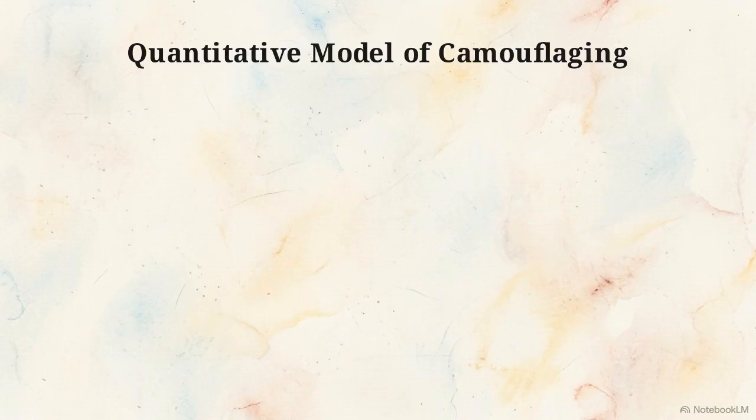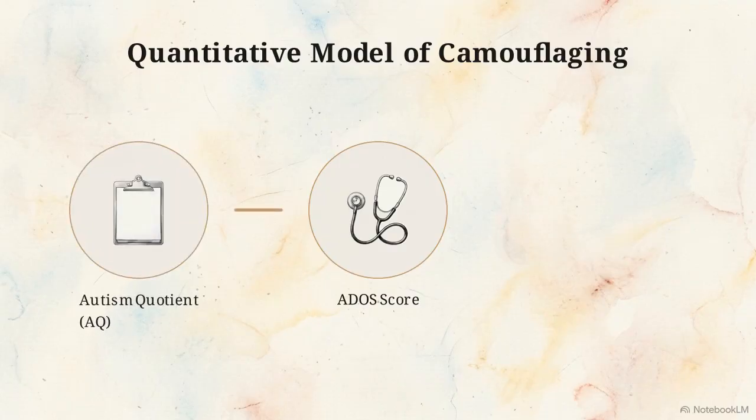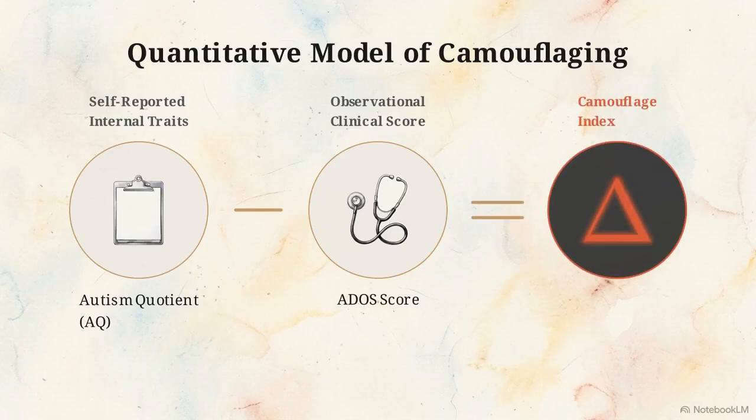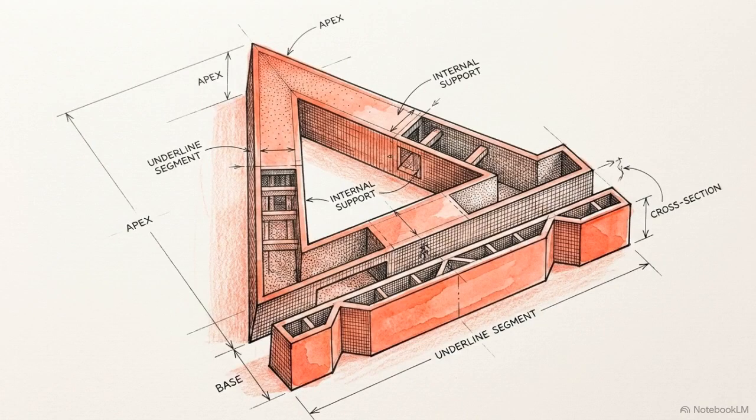This is expressed in a quantitative model. The camouflage index is found by subtracting the ADOS score from the autism quotient, or AQ. By taking the self-reported internal traits and subtracting the observational clinical score, researchers can measure the exact delta, the amount of work the patient is doing to hide their symptoms. This establishes camouflage as a measurable mathematical discrepancy rather than an anecdotal observation.